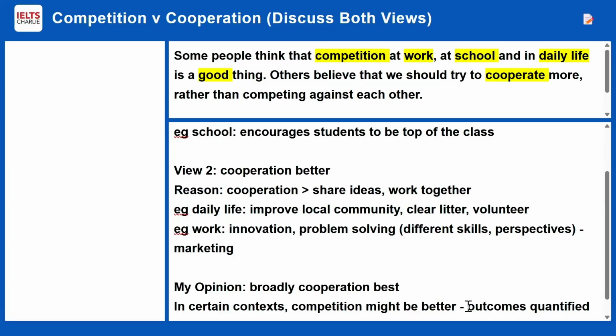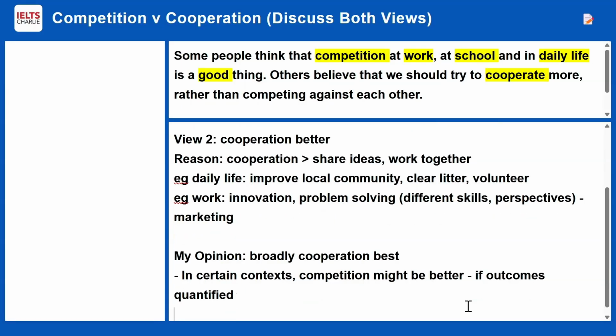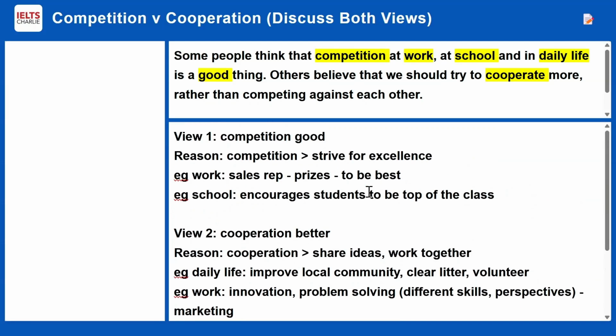So if outcomes can be quantified, in certain contexts competition might be better, but I think broadly, cooperation might be best. So this is a slightly nuanced approach. Another way of ensuring that you don't repeat the same ideas you've already written down is to point out the weaknesses of the view that you disagree with.